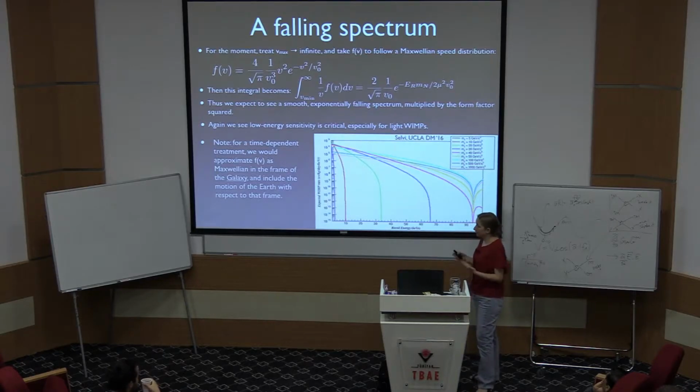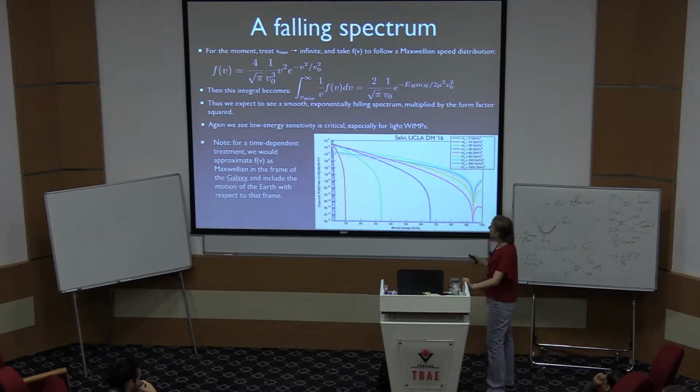If we ignore the effects of the escape velocity, which is usually not a terrible approximation unless you're dealing with stuff right on the edge of detectability at the low mass end, and take this limit to infinity, then we can do this integral analytically, and we get a result that looks like this. What we expect to see is a spectrum that is exponentially falling with the recoil energy. There is no bump here, no feature. The mass of the dark matter determines how fast the exponential falls off, but it will always be true.